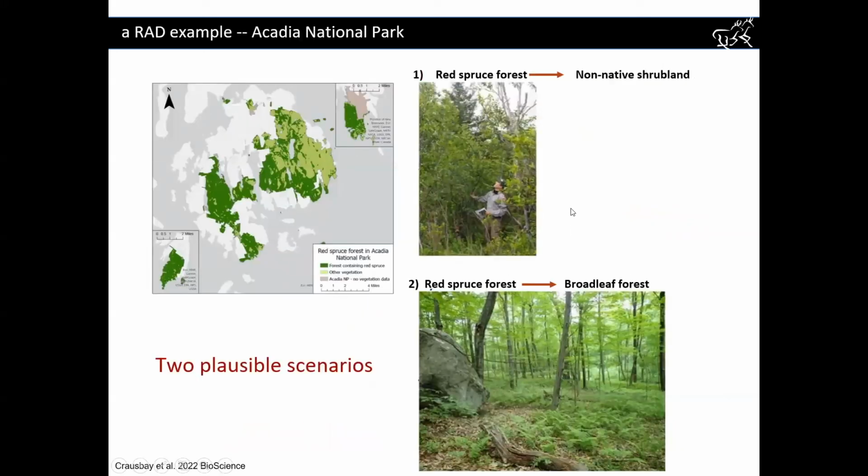I want to offer one example to try and tie it all together, and then we'll get back to grasslands. So this is from Acadia National Park in Maine. Here, folks are managing a red spruce forest, and there are 2 plausible scenarios for the future. One is that it transitions into a non-native shrubland. 2, and this is what species distribution models tell us, is that it's going to transition into a broadleaf forest, and both of these are dramatic changes to a red spruce forest.